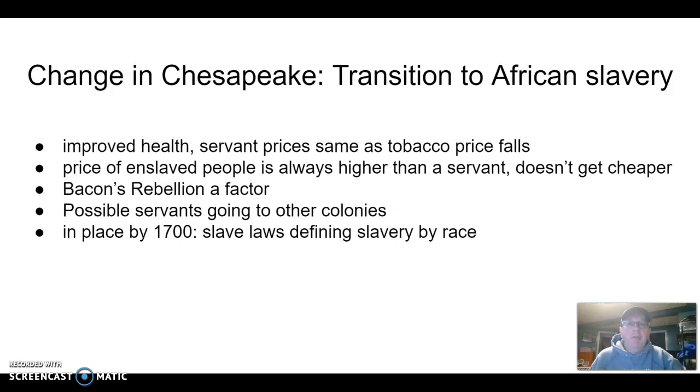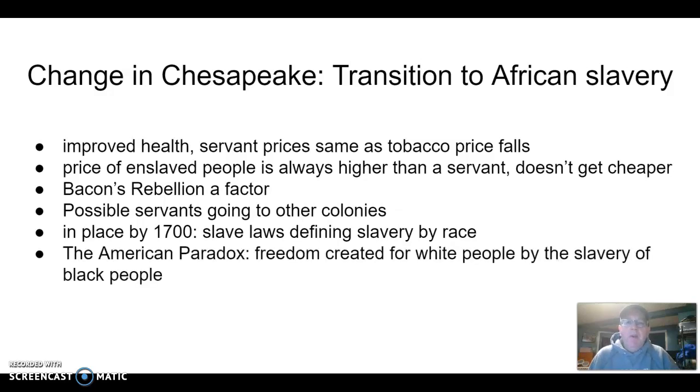You're creating a racial-based slavery system. There is slavery in the rest of the world. It's not all race-based. So this is not uniquely American, but this is the big feature of American slavery, defining it by race. And what we get, what historian Edmund Morgan called the American paradox, is that freedom is created for white people because of the slavery of black people. Those people who might have been the lowest class are now bumped up a class. Their taxes could be lowered. They can be given some rights.